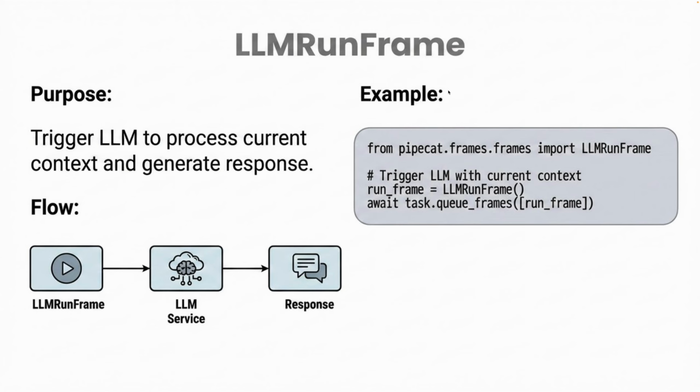Then we have LLM run frame, which triggers LLM to process current context and generate some response based on that. So based on whatever context it has, it will trigger some output. Sometimes, if you remember the example we talked about in the first video, when the voice call starts, we want the LLM to say something, give an introduction. Hey, I am an AI bot, and how can I help you? Something like that. So we want the LLM to trigger first. So we use this LLM run frame.